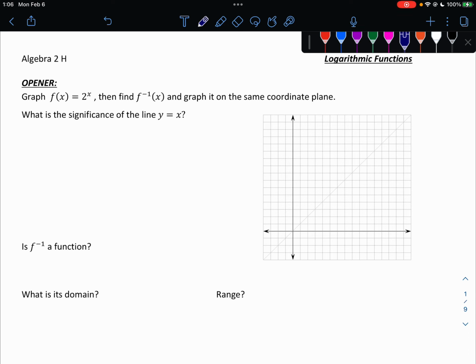Okay, so in this video we're going to talk about the basics of logarithms and how to evaluate some, and how to convert back and forth between logarithmic and exponential form.